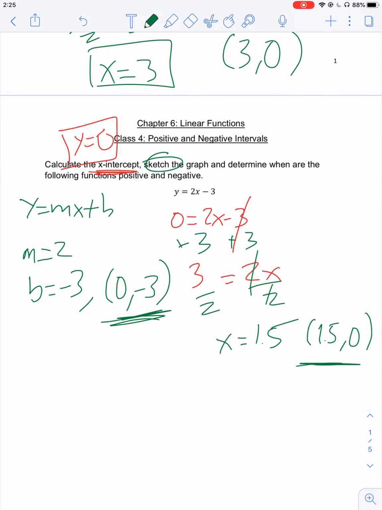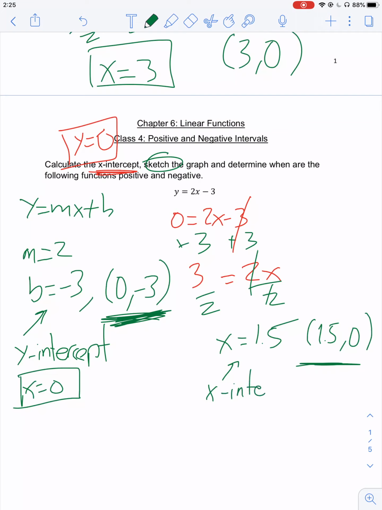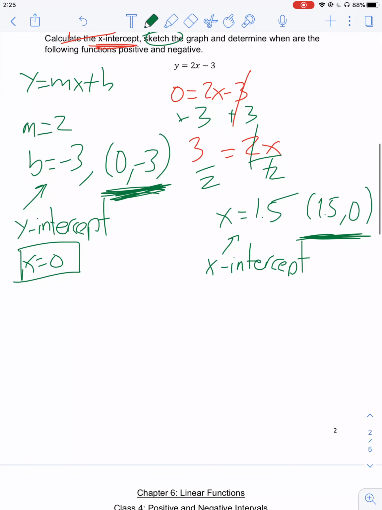So this is my y-intercept. Remember, y-intercept happens when x is equal to 0. This is the definition of y-intercept. Now this here is my x-intercept, and using the x-intercept, I have another coordinate. So let's just quickly sketch the function, and I'll talk about what I mean by positive and negative.